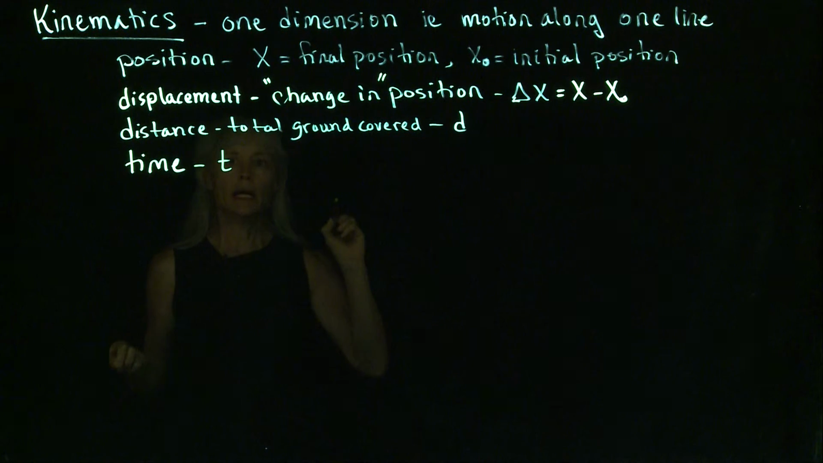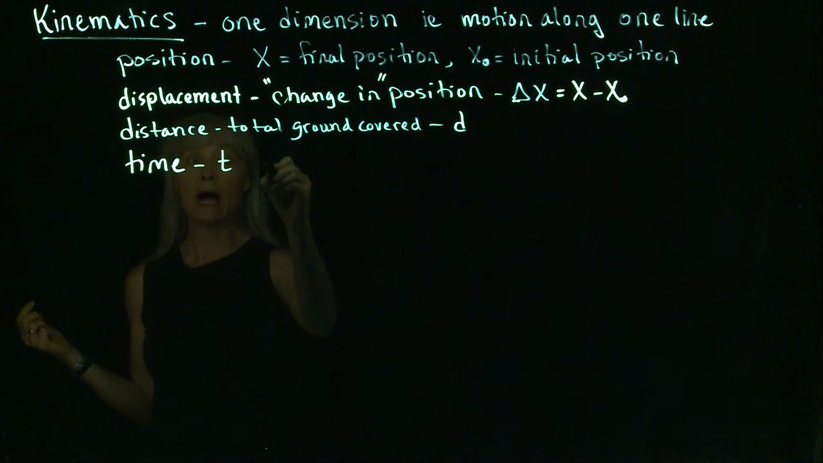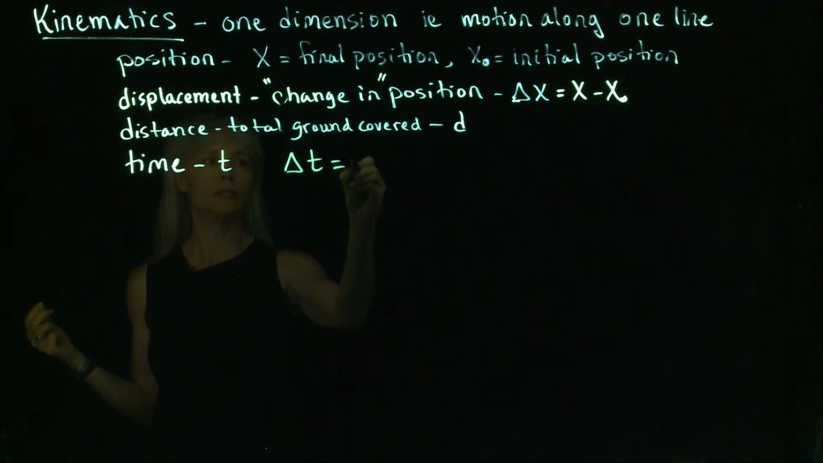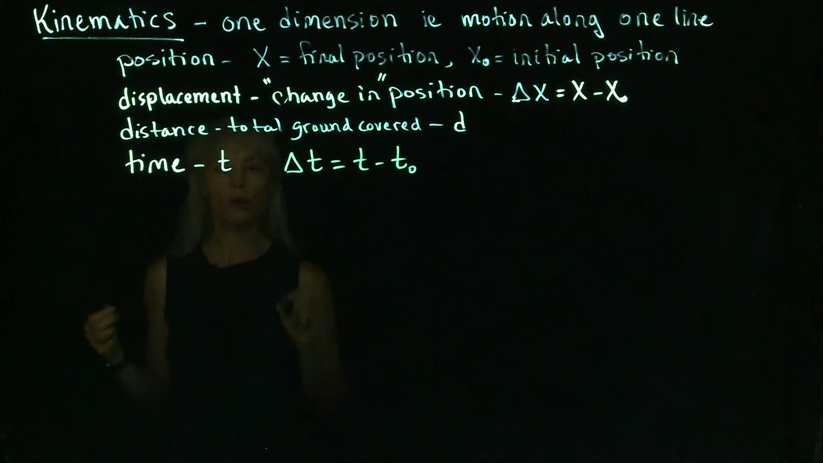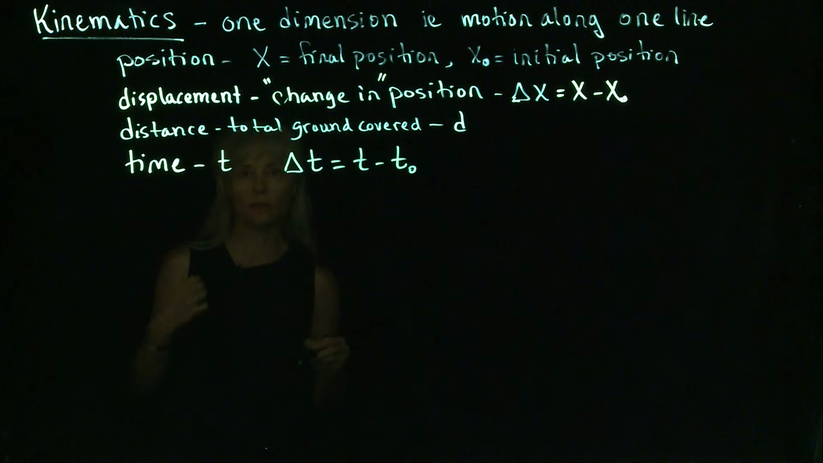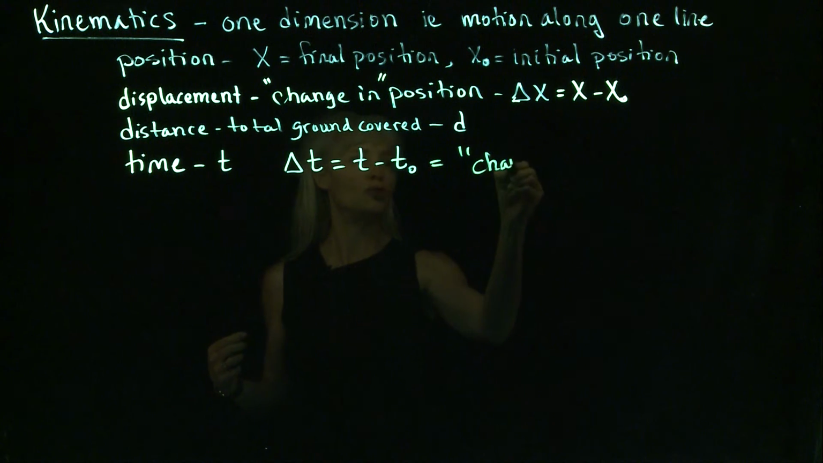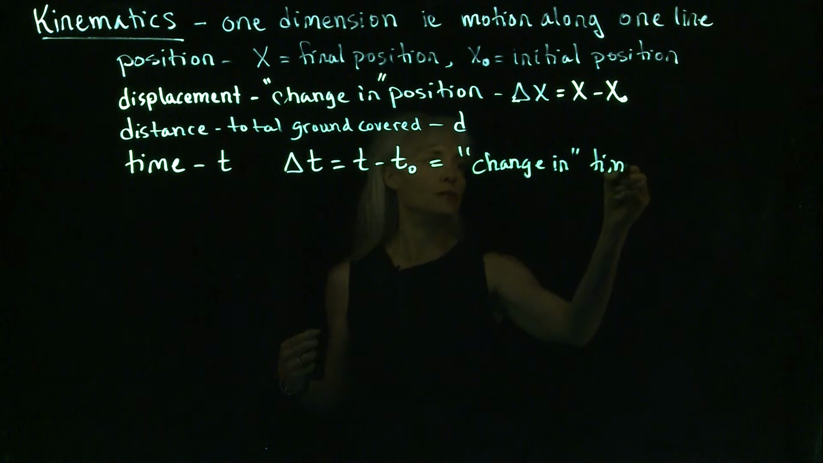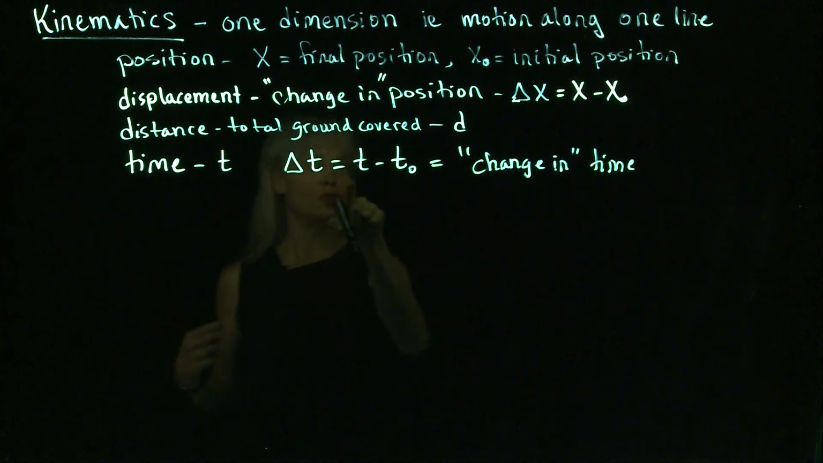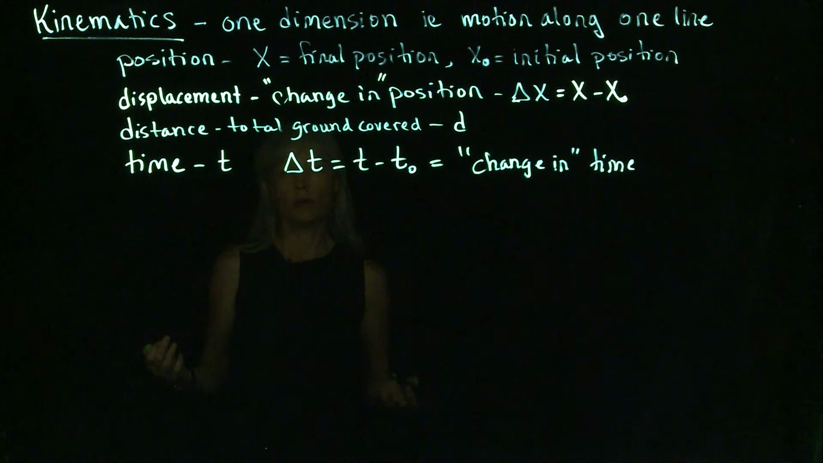If we want to define the amount of time elapsed, then we would use the symbol delta t. So delta t would be some final time minus some initial time. Remember, all the initial quantities are going to have that subscript naught, and this is going to be the change in time. Again, "change in" is shorthand notation with the delta symbol. So time is now defined for us.